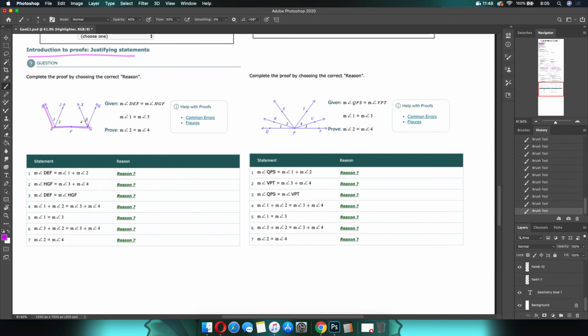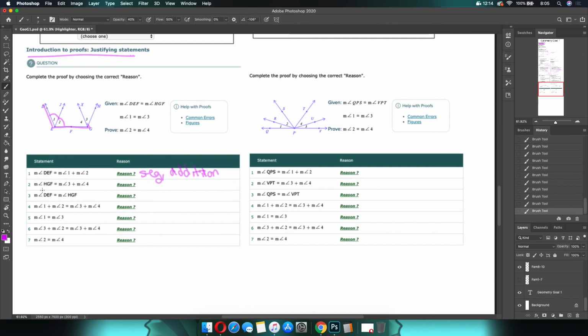And look, I'm labeling my diagram. I've said this for several videos now. Label everything. DEF is the sum of the measure of angle 1 and angle 2. Two small angles add up to a big one. What is that? That is segment addition. And when you look in your drop-down, somewhere there's going to be the phrase segment addition. Okay, so far so good.